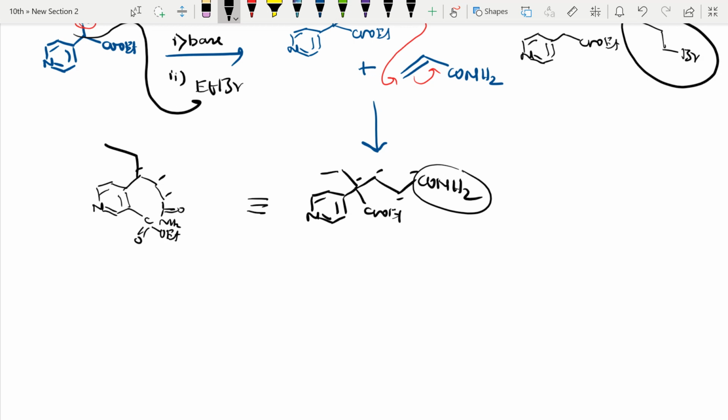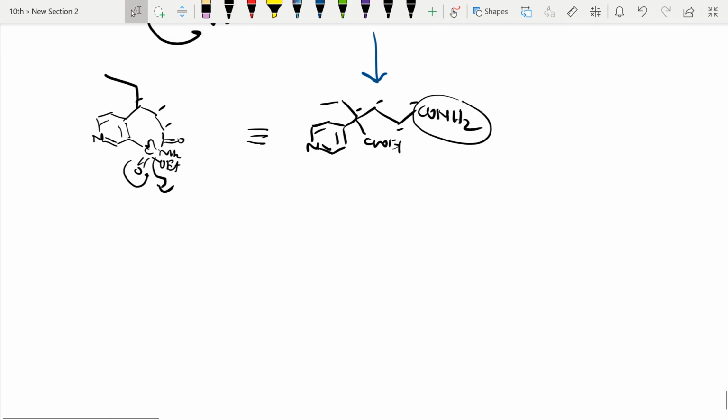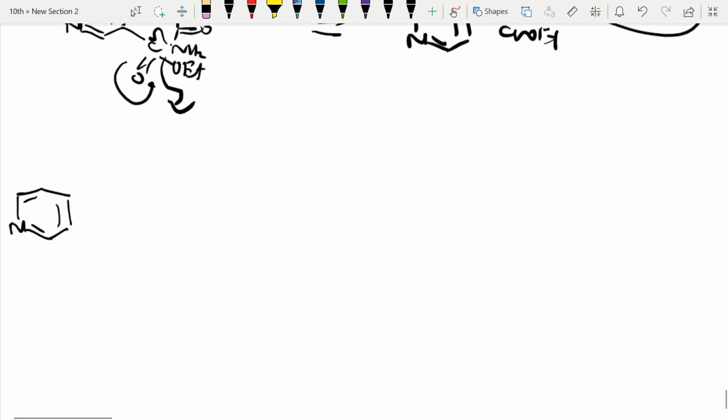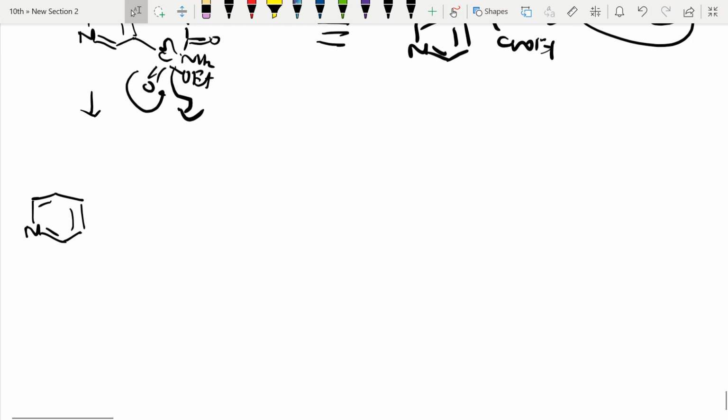So see here, since NH2 is there, it will react with this ester, and this OEt will leave the system. Right. I hope you got it. I didn't write it very clearly, but you will get it. Now I'll write clearly. Let me rub this mark. So this is the reaction. So what happened?